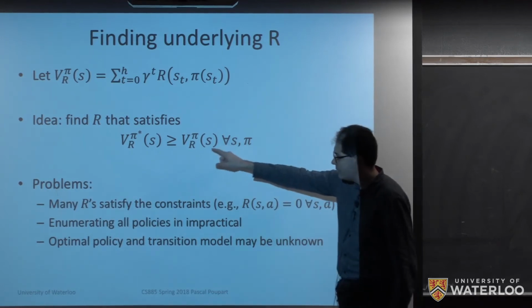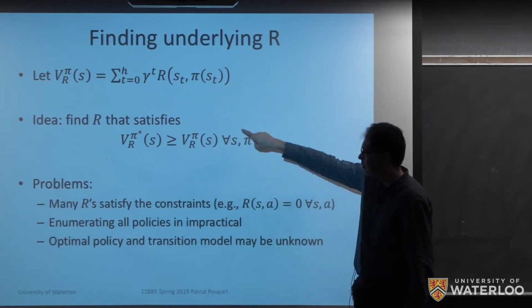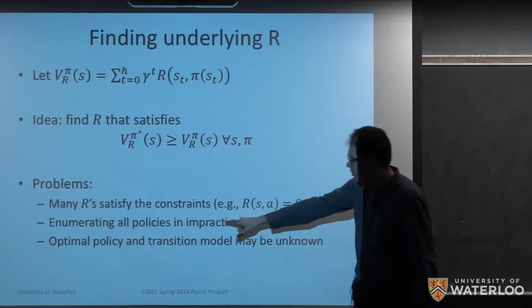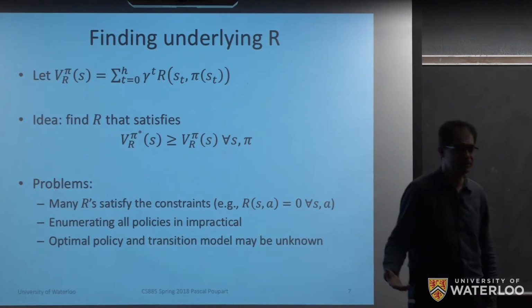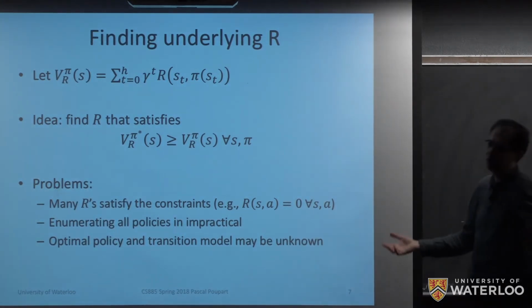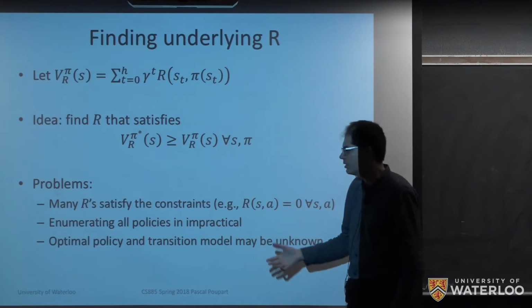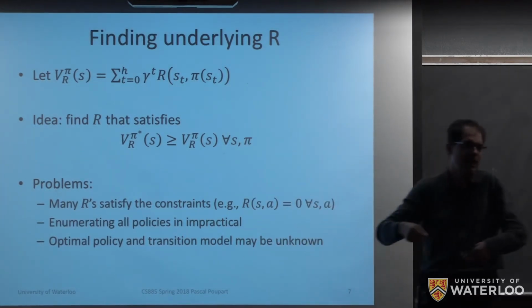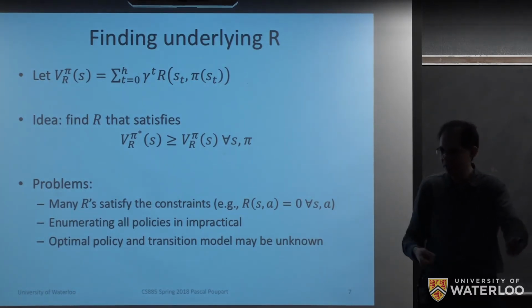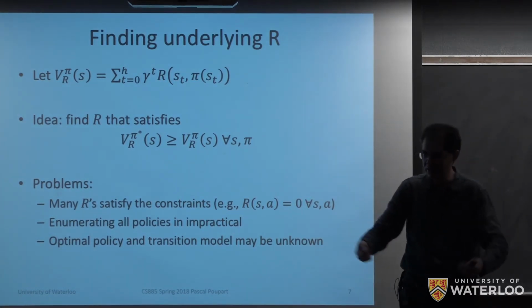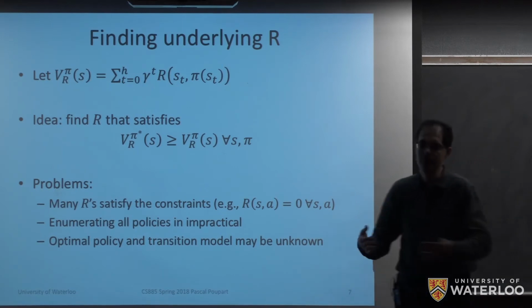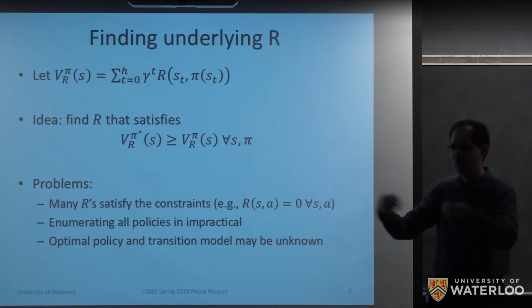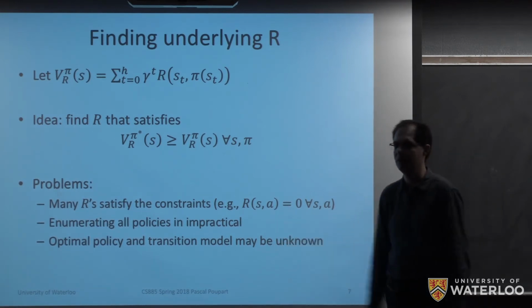Another problem with this is that the way I wrote this, there's going to be one constraint for every state and every policy. That means we have to be able to enumerate all policies. For most domains, this is just not tractable because a policy is a mapping from states to actions. So even if we have a small discrete state space and a small discrete action space, the set of policies is going to be exponentially large because for every state you can choose different actions. So the number of policies is just going to grow exponentially here.